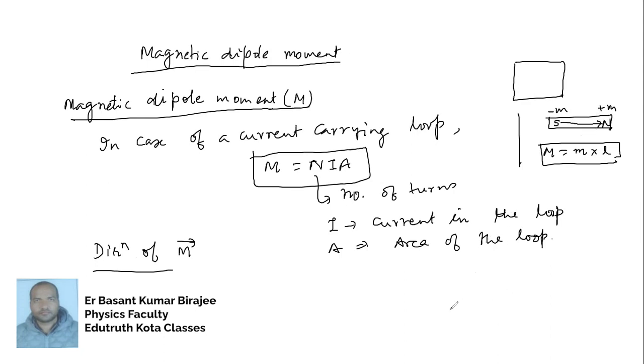So let's save this one. Let's clear this one, and let's draw a few loops. It is a circular loop, it carries current I, and it may be a square, it may be rectangular. Current may be clockwise or anti-clockwise.